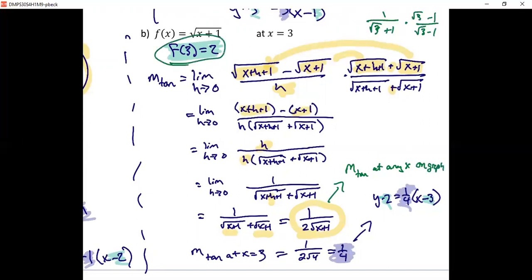And if you notice up here, I plugged in the point, and that point is what I used along with the x value of 3 to find the slope. So the point slope form is what I have.